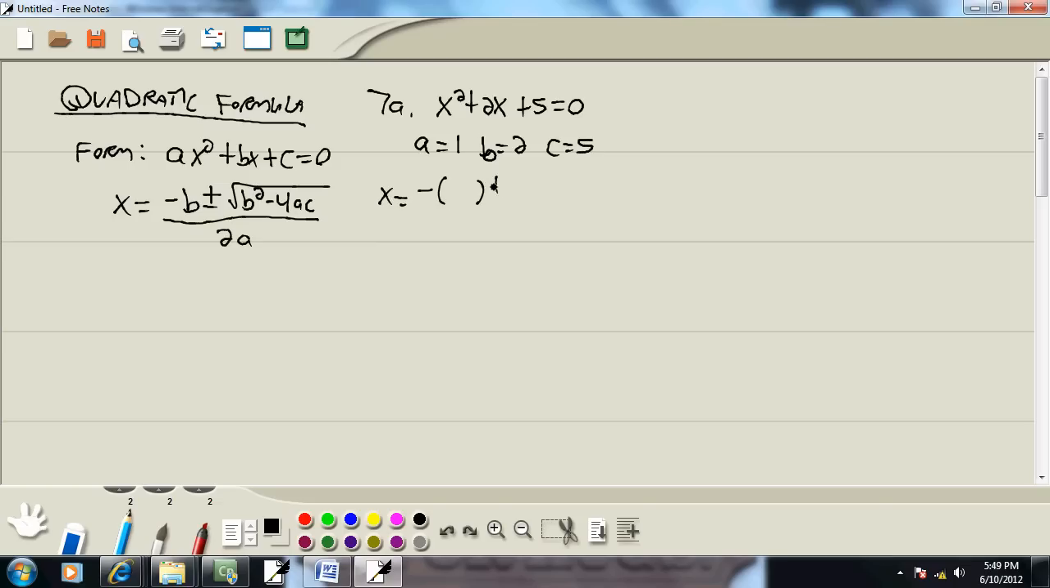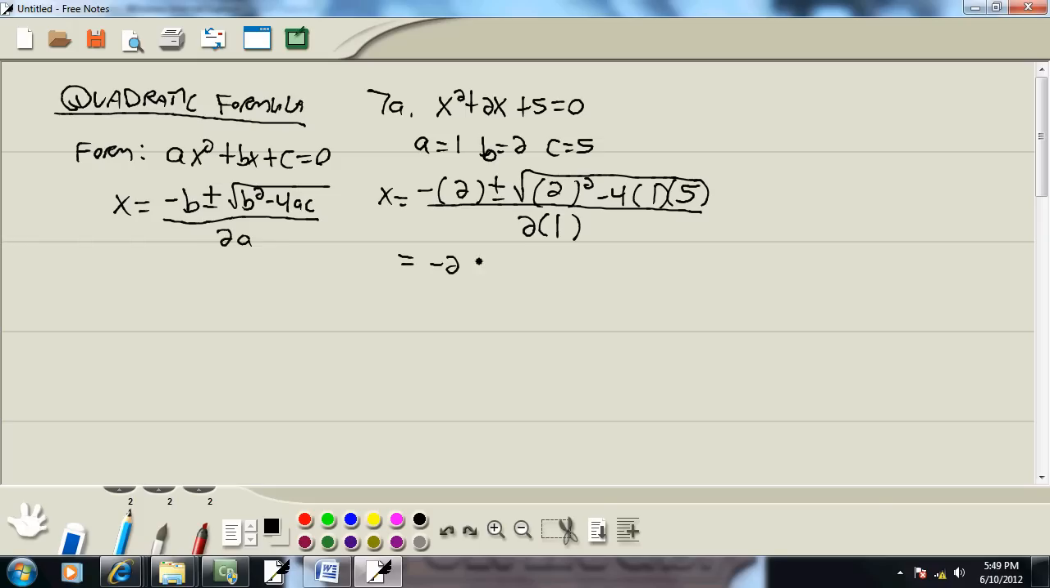If you mess up on signs, it's probably a good idea for you to go through and put parentheses everywhere you have a variable, which I'll do. Everything else remains as is. Now where the b is, I'll put in 2. Where the a is, I'll put in 1. And where the c is, I'll put in 5.